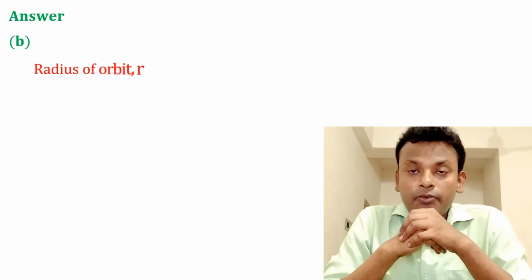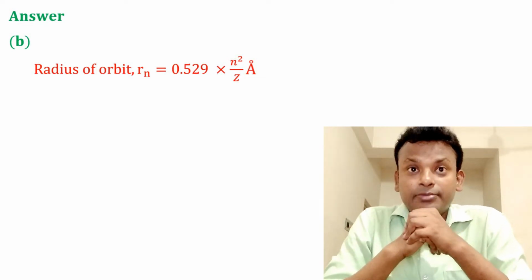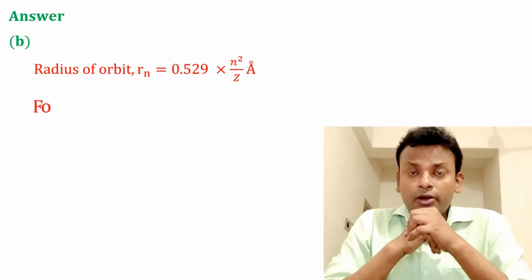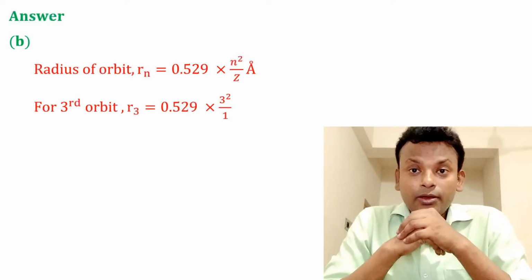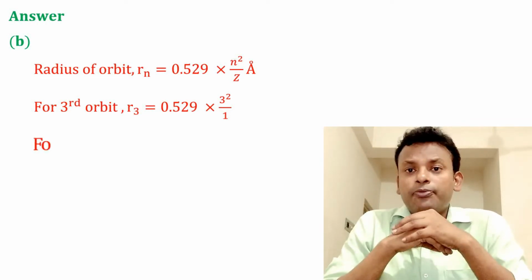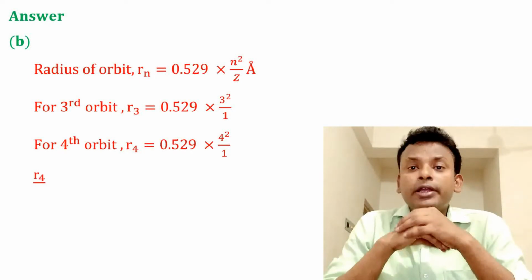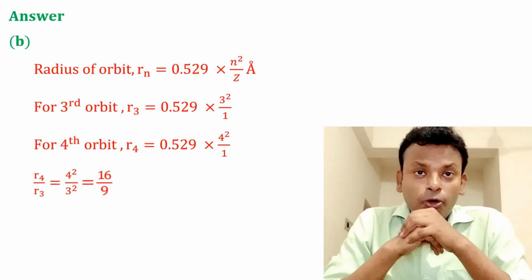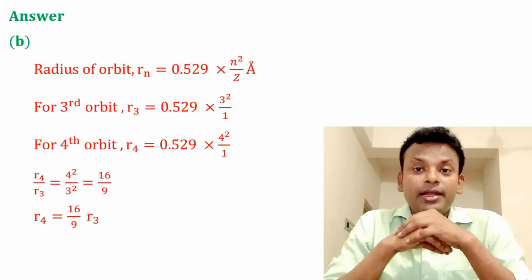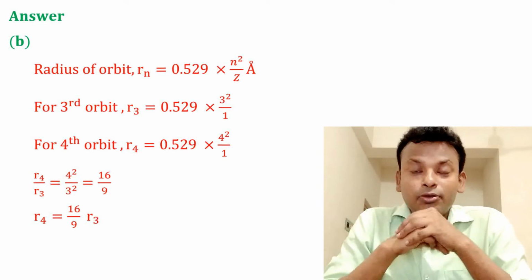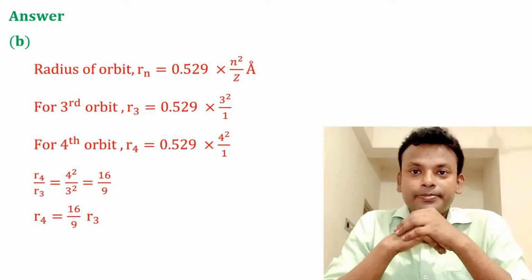The radius of orbit Rn equals 0.529 into n square by z angstrom. So for third orbit R3 equals 0.529 into 3 square by 1, and fourth orbit R4 equals 0.529 into 4 square by 1. So ratio of R4 by R3 equals 4 square by 3 square equals 16 by 9. And so R4 equals 16 by 9 into R3. So option B is the correct answer.